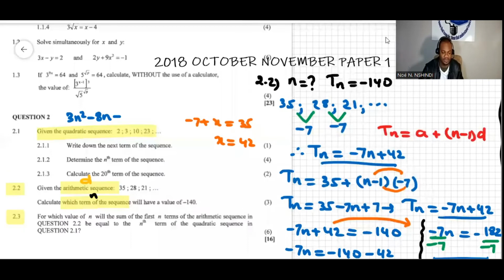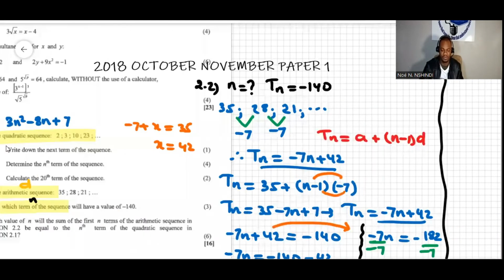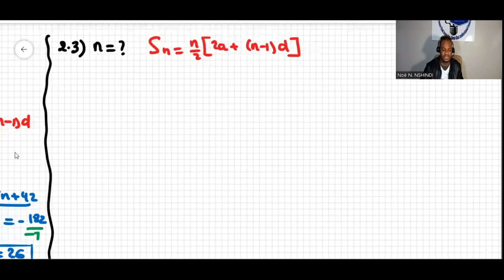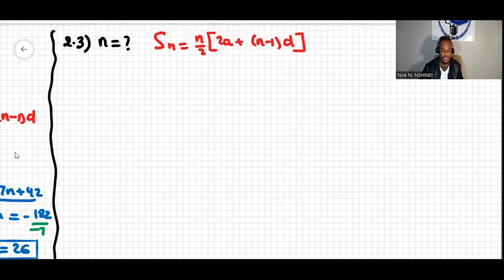Plus 7. In the previous video, we did this, plus 7. Now we're going to find the value of n for which Sn and Tn, where Tn equals 3n squared minus 8n plus 7, are equal. Okay, Sn, let's work out Sn.